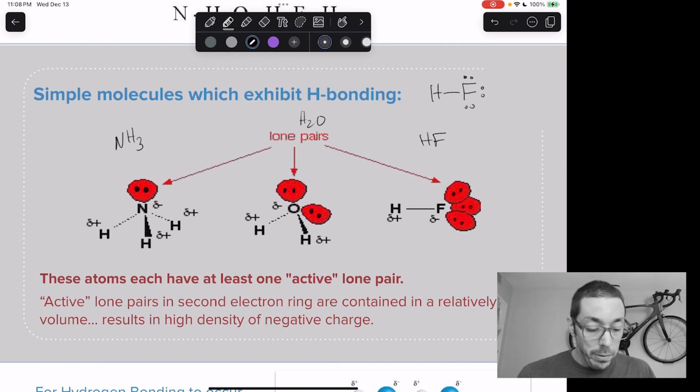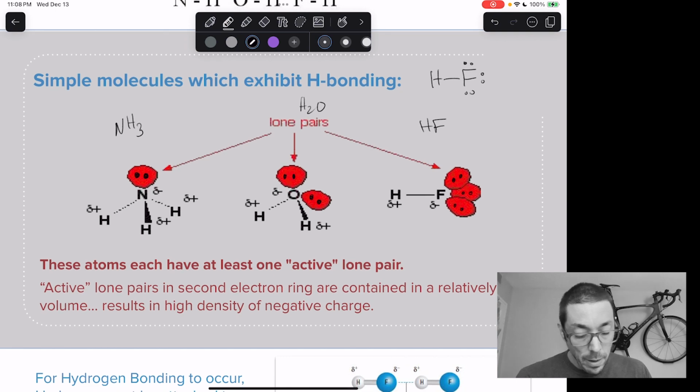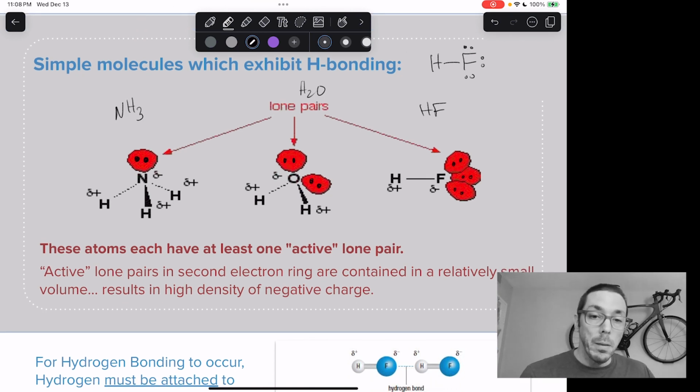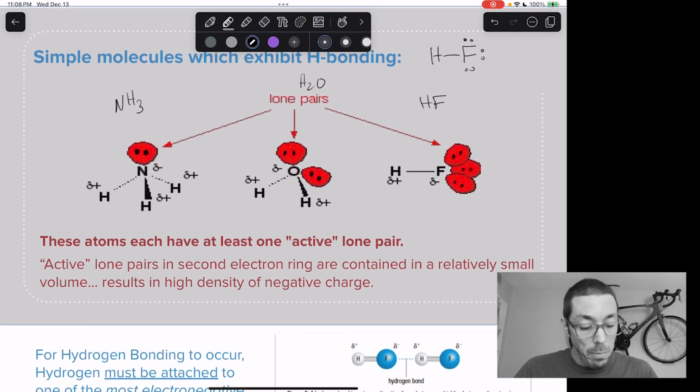Those lone pairs come into play and help create an even stronger interaction, which is called hydrogen bonding. They're involved in the attraction. They make the more negative side of the molecule even more negative than other molecules. So it just creates a super negative end to the molecule.